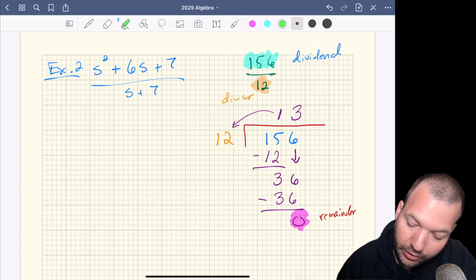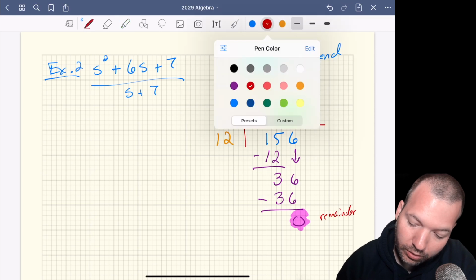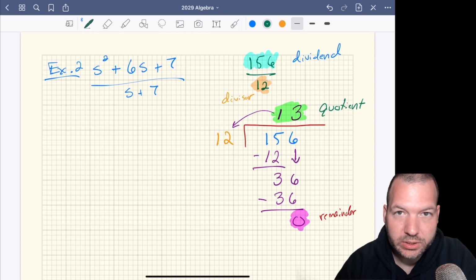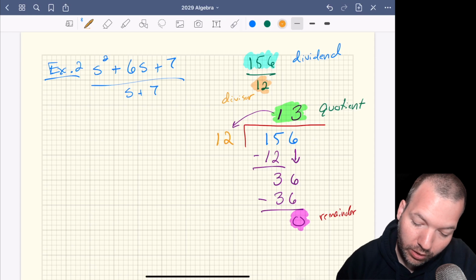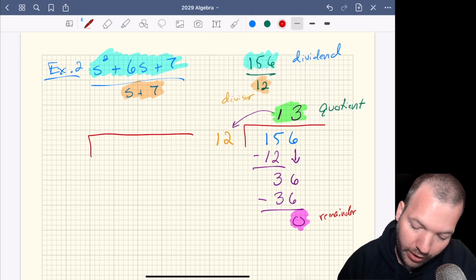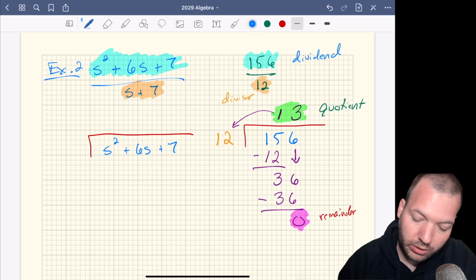And then finally, this part up here is what we call the quotient, right? Well, we can do all these same steps with polynomials. So what would that end up looking like? Well, this part down here is our divisor. This part up here is our dividend, and we're trying to come up with a quotient. So we're going to draw our house, dividend, s squared plus 6s plus 7 goes inside the house.